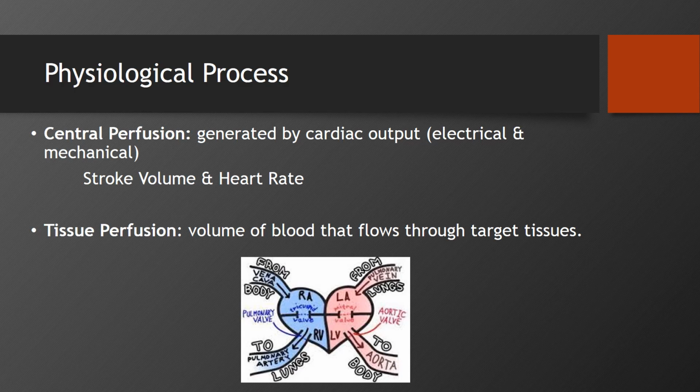Tissue perfusion is basically the fact that the blood that is ejected from your heart is able to flow through the targeted tissues, so that all the different tissues, cells, and organs in your body are being fed with oxygen and nutrients. There's a little picture there again to talk about the circulation of blood that I discussed earlier.